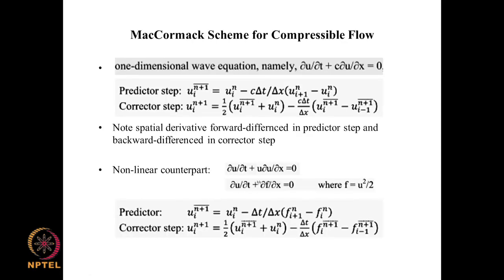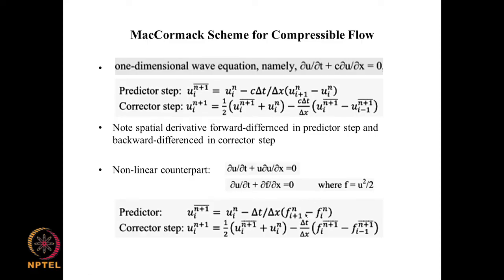Now, if you have an equation like this, the McCormack scheme is applied in the following way. You had c here, now it is c equal to 1, and so you can write this as u_i^(n+1) bar equal to u_i^n minus delta t by delta x times the flux at i plus 1 minus the flux at i at the nth step.